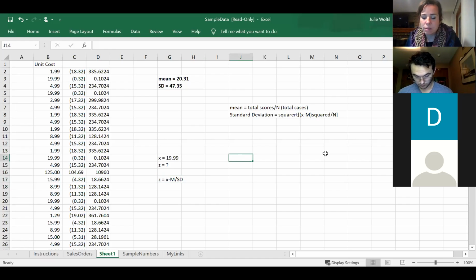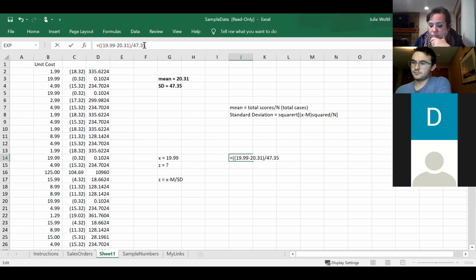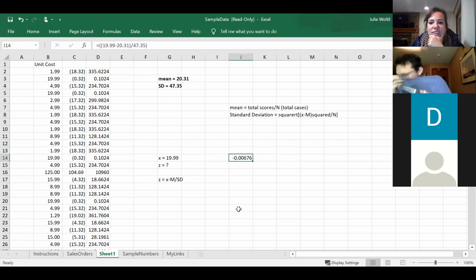So if I'm doing 19.99, I want to know, where does that fall? What do I do? 19.99 minus 20.31. I always forget to start doing my formulas accurately here. Divided by standard deviation, what is that? 47.35. Yep. And here's my Z.